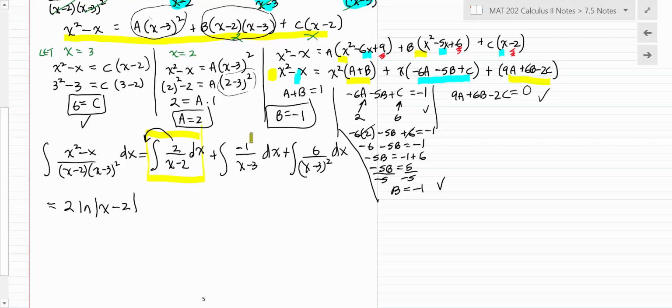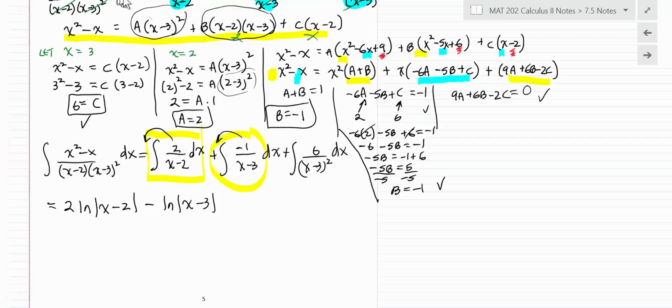Can you tell me what the answer to the next one is? ln of absolute value x minus 3. Good. Now, can you have that minus 1? That constant's coming out of the integral, so that would be minus ln absolute value x minus 3. So see, the integration's easy once you get it put together.